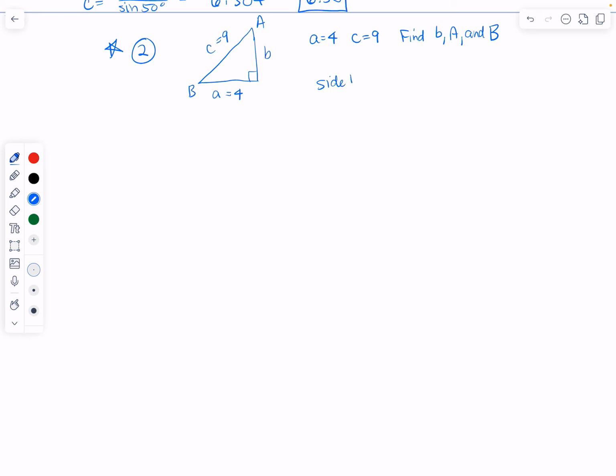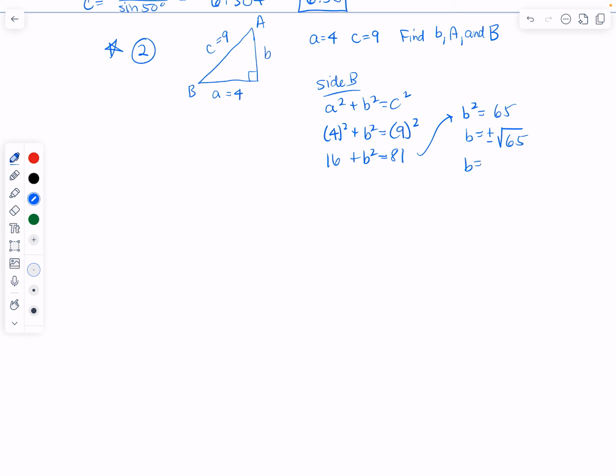So side B, remember we're using a squared plus b squared equals c squared. A is 4, so 4 squared plus b squared equals c, which is 9, 9 squared. 16 plus b squared equals 81. B squared equals, now we have to do 81 minus 16 to get 65. So B equals plus or minus the square root of 65. Because we are using a right triangle and we're doing a length of a side, we're going to just accept the square root of 65. So I'm going to go ahead and put square root of 65 here.